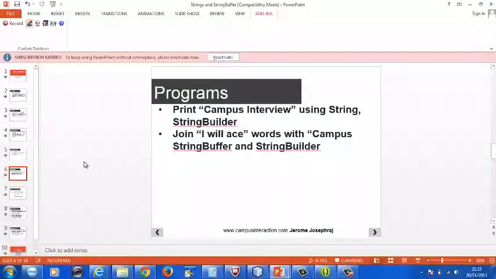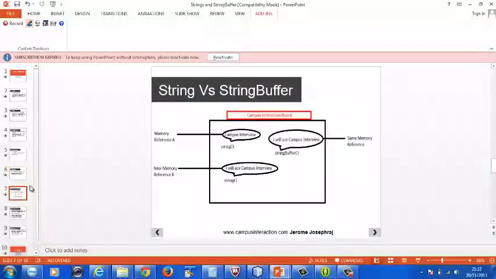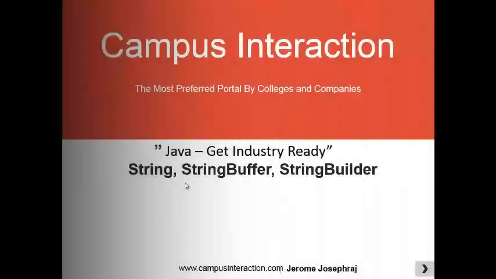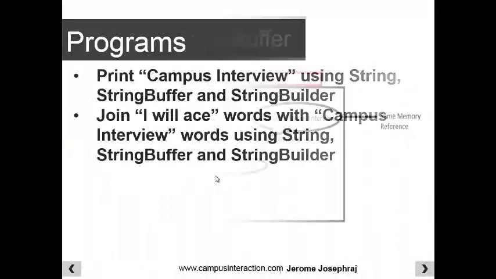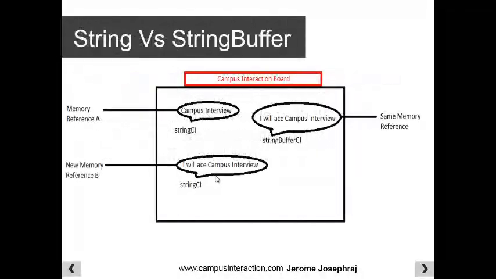So now you know how to add two strings, all that. So let's look at the blackboard version. With string and StringBuffer, as I've explained, with string S1 I got "campus interview". You add something to it, it'll put it in a different place: "I am ace my campus interview". But StringBuffer uses the same memory reference. So remember that.